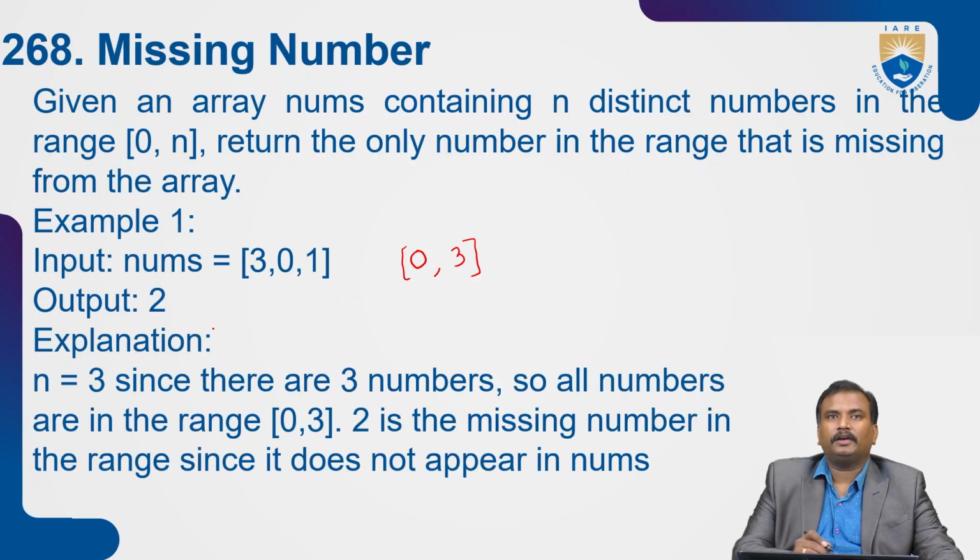The explanation is, here n equals 3 since there are 3 numbers. So all numbers are in the range of 0 to 3. 2 is the missing number in the range since it does not appear in nums.